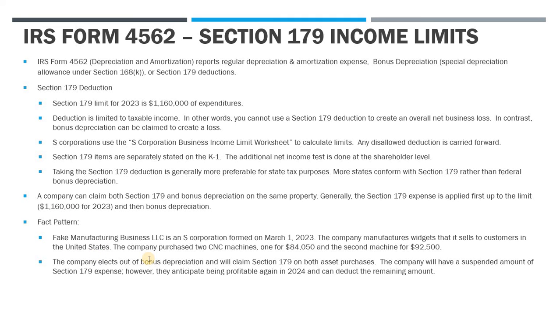So this is an S corporation formed during 2023, and the company manufactures widgets that it sells to customers in the U.S. The company needed to purchase some CNC machines, so they bought one for $84,050 and a second machine for $92,500, and both of these machines are 100% used for business purposes. Now, the company is going to elect out of bonus and claim 179 because they want to write off all of it. They're going to have a suspended amount, but they anticipate being profitable again next year, and so they're going to be able to use all of it next year. That's kind of the logic here.